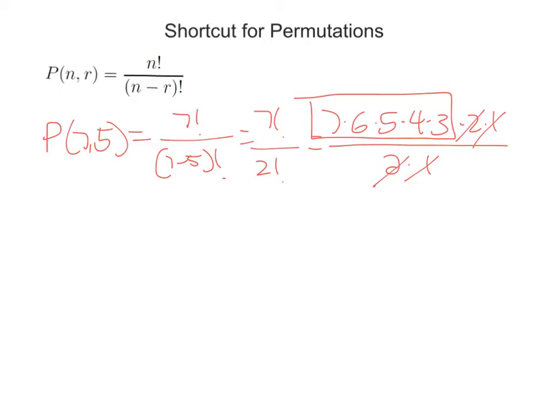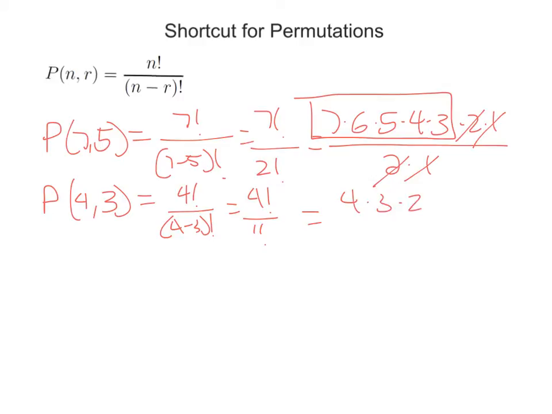Let's look at another example. Let's say we have the permutation of 4 things taken 3 at a time. So this is 4 factorial over 4 minus 3 factorial, which is 4 factorial over 1 factorial, which is 4 times 3 times 2 times 1 over 1. The 1's cross off, and we get just 4 times 3 times 2.